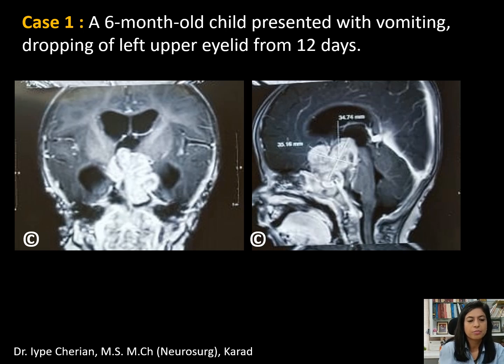Ivcharian from KIMS Karad, and this is a 6-month-old child who presented with vomiting and drooping of the left upper eyelid for the last 12 days. And you can see this is a large lobulated heterogeneous mass in the sellar and the suprasellar region.